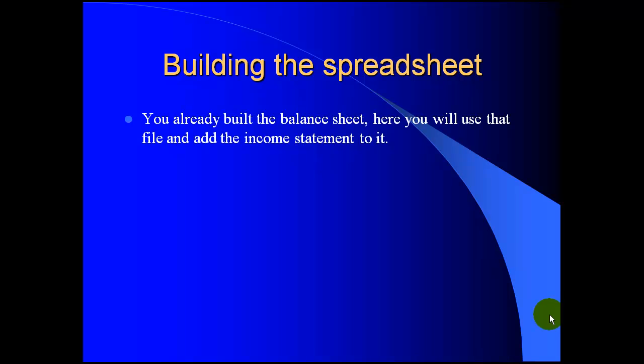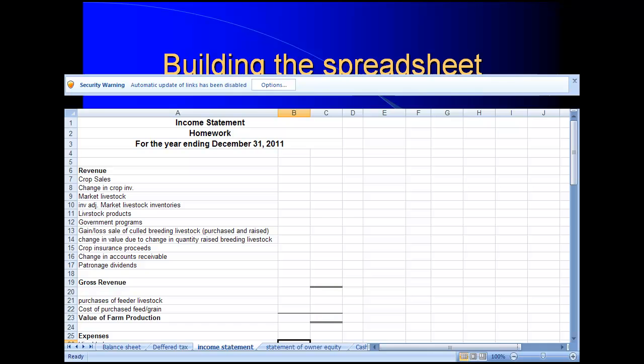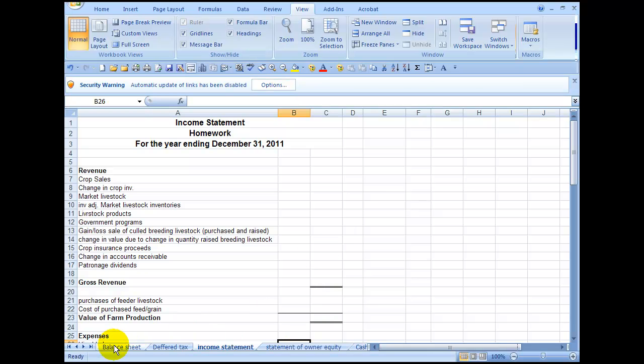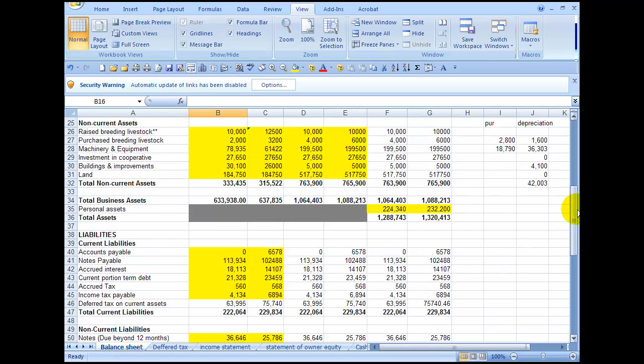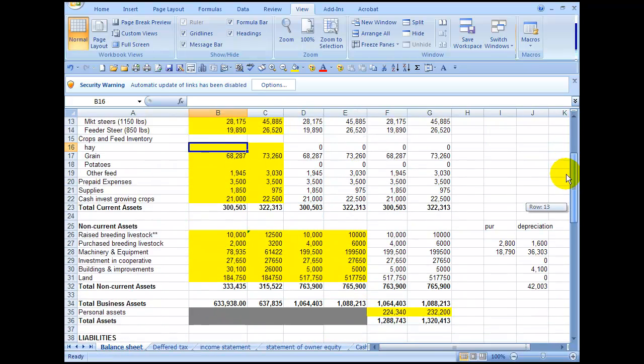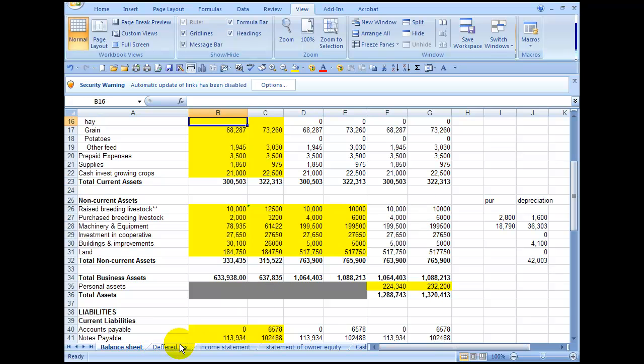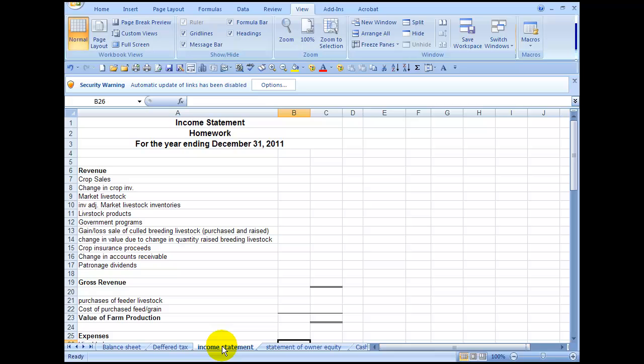You already built the balance sheet, and so we're going to use that Excel file and start to bring in our income statement and build it. So over here we have the balance sheet that was already built, and it's labeled balance sheet. And then here is the income statement. And so now we're going to go ahead and fill out and make the income statement.